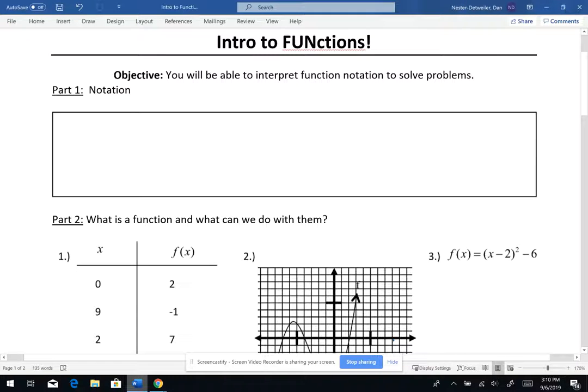Hi everyone, in this video we're going to talk about functions. I'm mostly going to talk about notation, but I'll also help you figure out what a function is. So let's start with that notation. We're going to do a lot of algebra problems with this, so pay close attention.